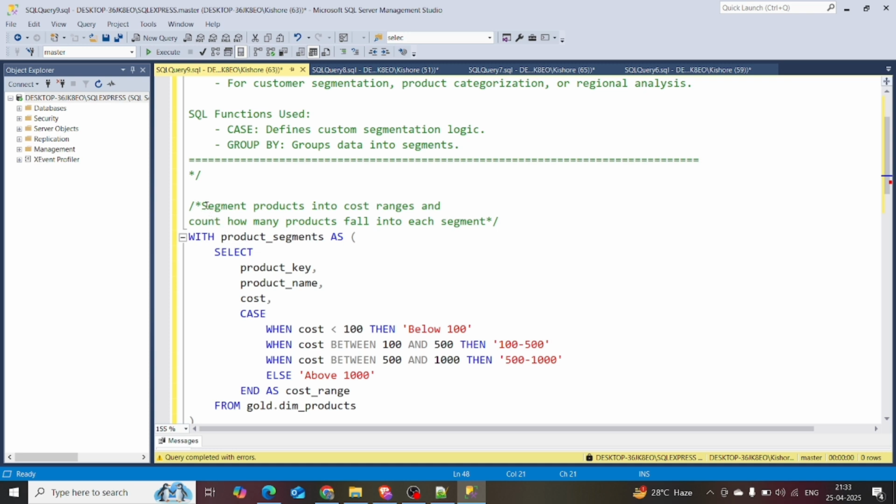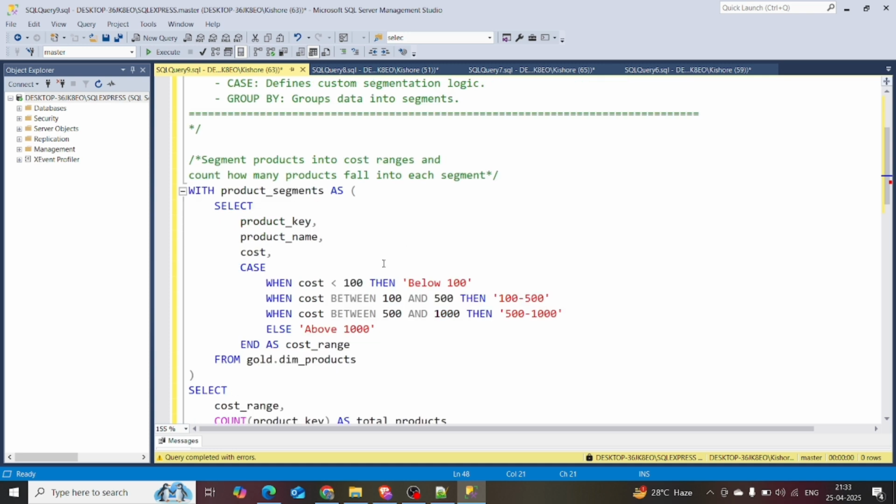First, we want to segment the products into cost ranges and count how many products fall into each segment. First, let's break down the query. Here we are using the CTE. With product segments as the CTE name, we are selecting the product key and product name, and we are creating the cost. When the cost is less than 100, it's below 100.